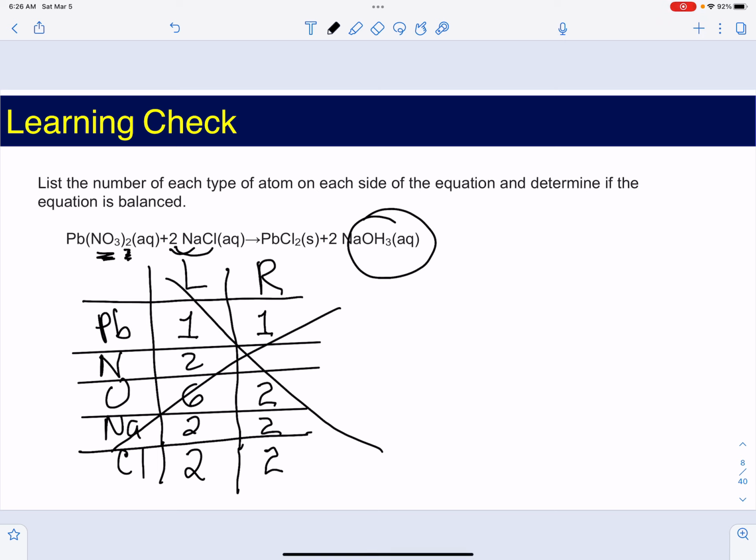We just created an element. You cannot create elements. So you're not even trying to see if this is balanced or not. You just discover that it makes no sense at all, because you cannot create elements. There's no hydrogens on the left side. How come we have 3 hydrogens on the right side? So you can stop right there. Don't even worry about checking to see if it's balanced or not. It just makes no sense.